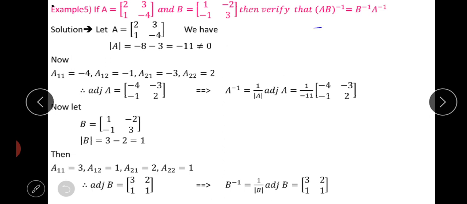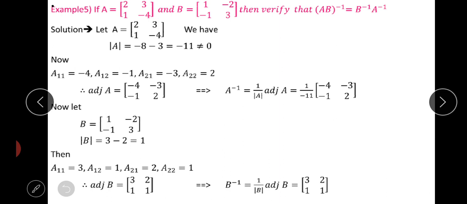But if you multiply here AB, then you can find the determinant of AB, then the adjoint of AB. You can solve like that, but we start here step by step. Let us take the given matrix A equal to [[2, 3], [1, -4]]. Then the determinant of A is equal to 2 times -4, which is -8, minus 1 times 3, which is -3. That implies -8 - 3, which is nothing but -11.